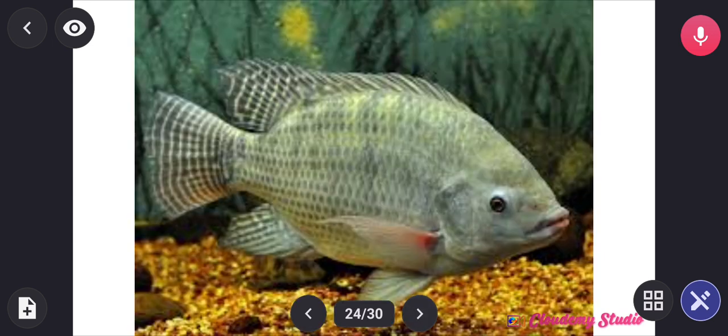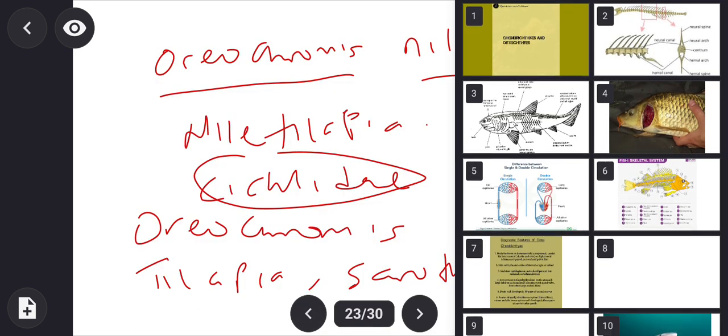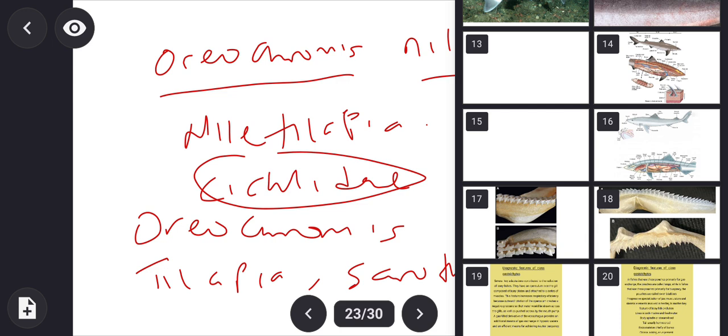I will show you. Can you see? It is anterior. It is at the front. And the position of the tail in bony fishes is homocercal, but in cartilaginous species it is heterocercal.